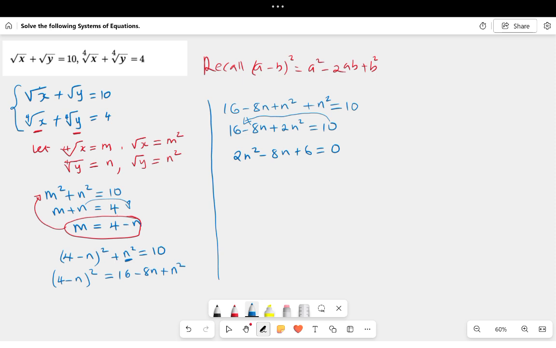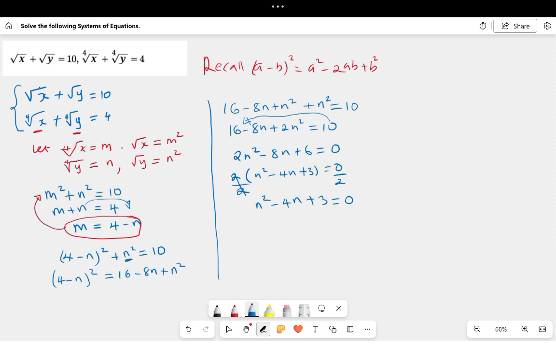Clearly, all the coefficients are even numbers, so they can be divided by 2. So we factorize the expression before the equal sign by having 2 outside the bracket. So we are going to have 2(n squared minus 4n plus 3) equal to 0. So dividing by 2 throughout, we find n squared minus 4n plus 3 is equal to 0. Now, this is a very simple quadratic equation.